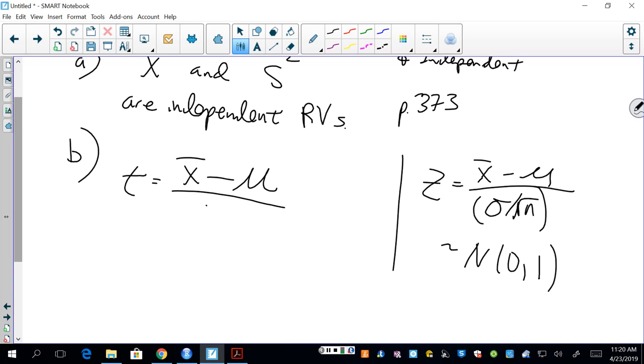If you knew sigma and wanted to standardize, your distance is how far x bar is from some hypothesized value. That would be kind of the scale, the standard deviation. How many standard deviations for x bar are you away from that value? But we don't know sigma in most statistical applications. So instead, we look at a function S over the square root of n, and we plug in our sample value for that. So what is the distribution of t?